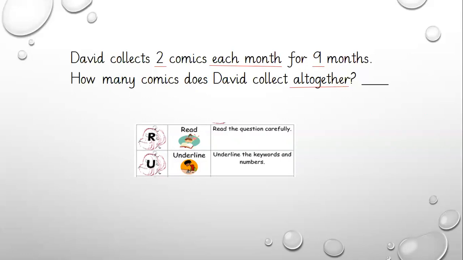Now I need to look at which words and numbers I need to underline. So I've underlined 2 and 9 because those are the 2 numbers in my word problem. And then I've underlined each month because it's 2 comics each month. And I've underlined all together. Now, we're going to think about what that word altogether is asking us to do.